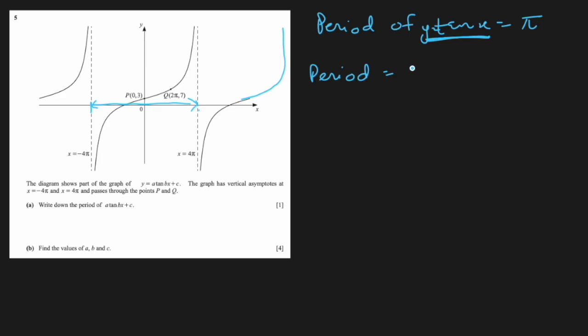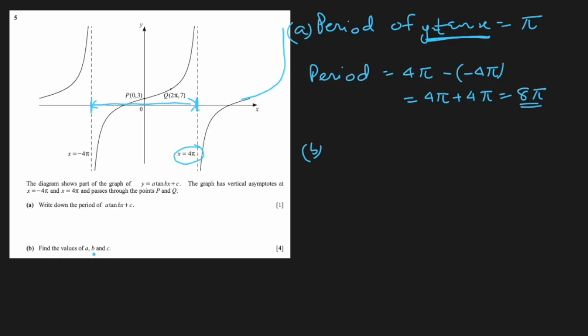So the period becomes the x coordinate of this one minus the x coordinate of this one. So we subtract the lower one from the higher one, and that becomes the period. In this case it becomes 4 pi plus 4 pi, that is 8 pi. After every 8 pi the graph is repeating itself. That's what period means. This is part a.